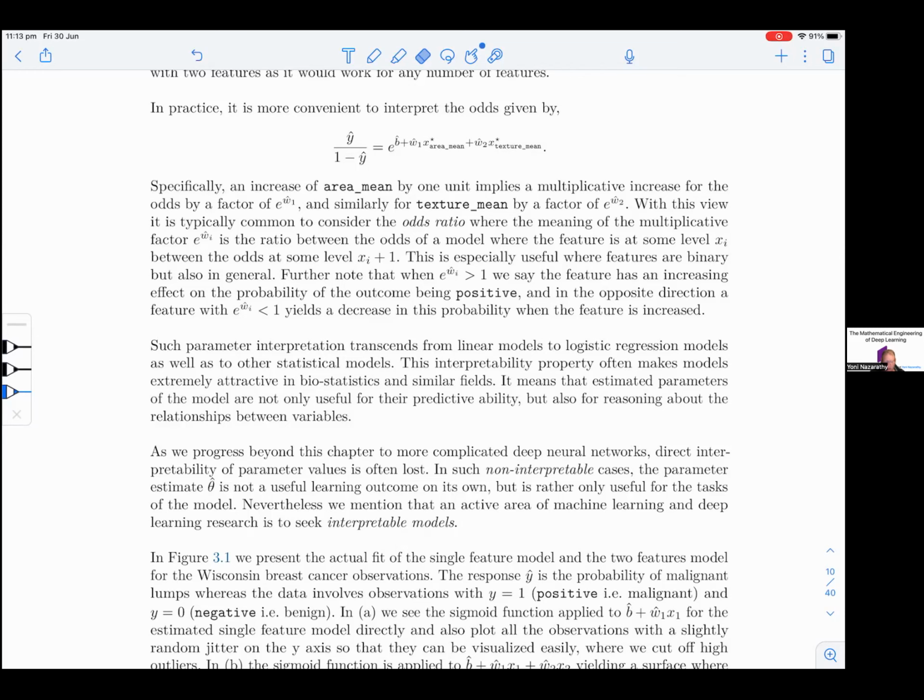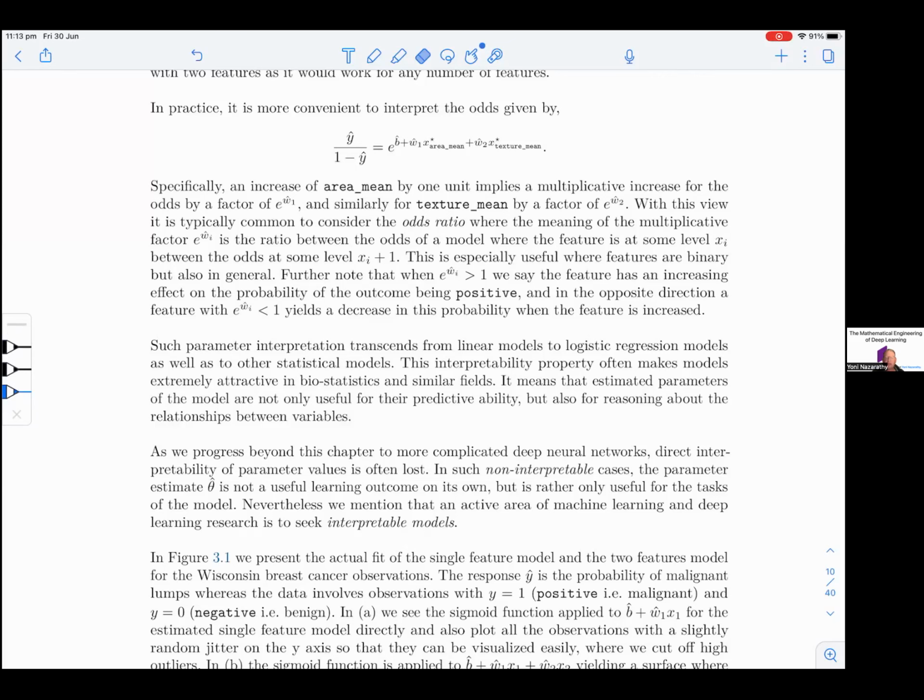With this view, it is common to consider the odds ratio, where the meaning of the multiplicative factor e to the W_i hat is the ratio between the odds at some level x_i and the odds at some level x_i plus 1. This is especially useful where features are binary, but also in general. Further note that when e to the W_i hat is greater than 1, we say the feature has an increasing effect on the probability of the outcome being positive, and in the opposite direction, a feature with e to the W_i hat less than 1 yields a decrease in the probability when the feature is increased.